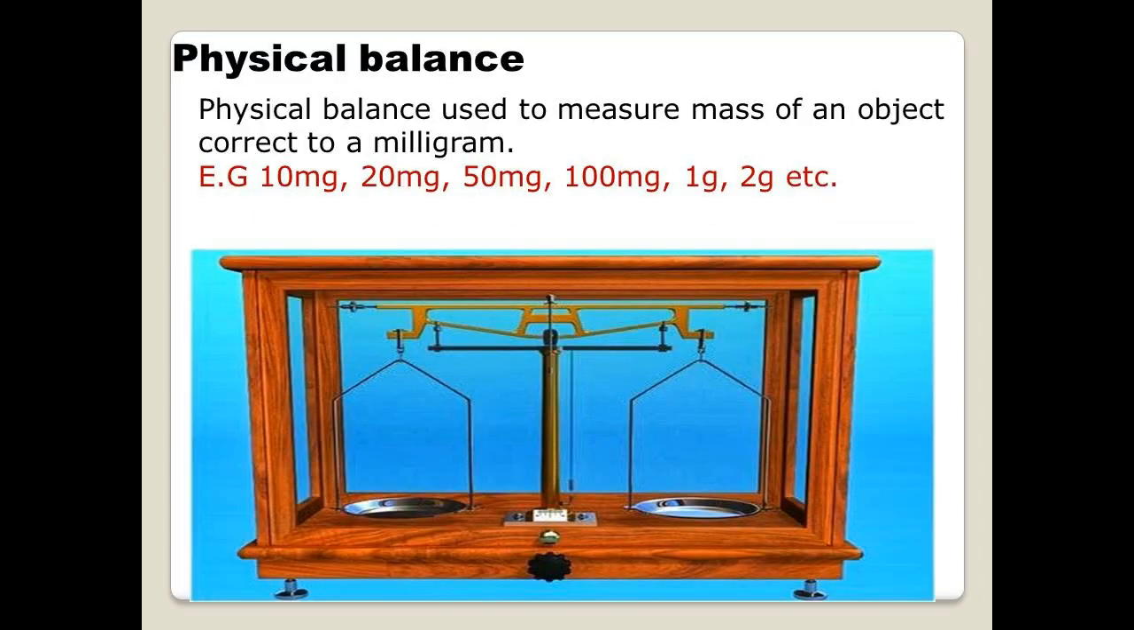Physical balance. A physical balance is used to measure the mass of an object correct to a milligram, but it is a lot more sensitive. Examples of physical balance weights are 10 milligram, 20 milligram, 50 milligram, 100 milligram, 1 gram, 2 gram, etc.